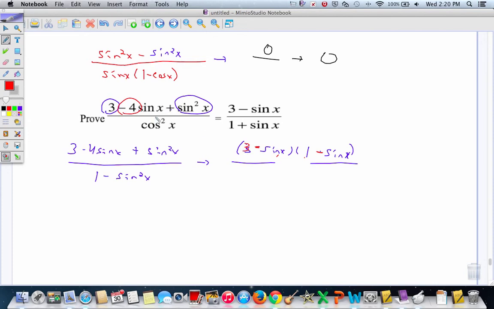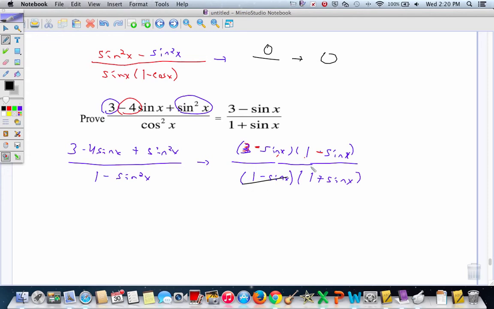Kind of making a mess here, but I'm trying to get rid of those brackets so we can clean it up a little bit. So we have 3 minus sine times 1 minus sine. And then we'll go ahead and move over to our denominator as well. 1 minus sine squared is one of our other factoring techniques. 1 and sine squared are both perfect squares. The difference of 2 squares, 1 minus sine and 1 plus sine.